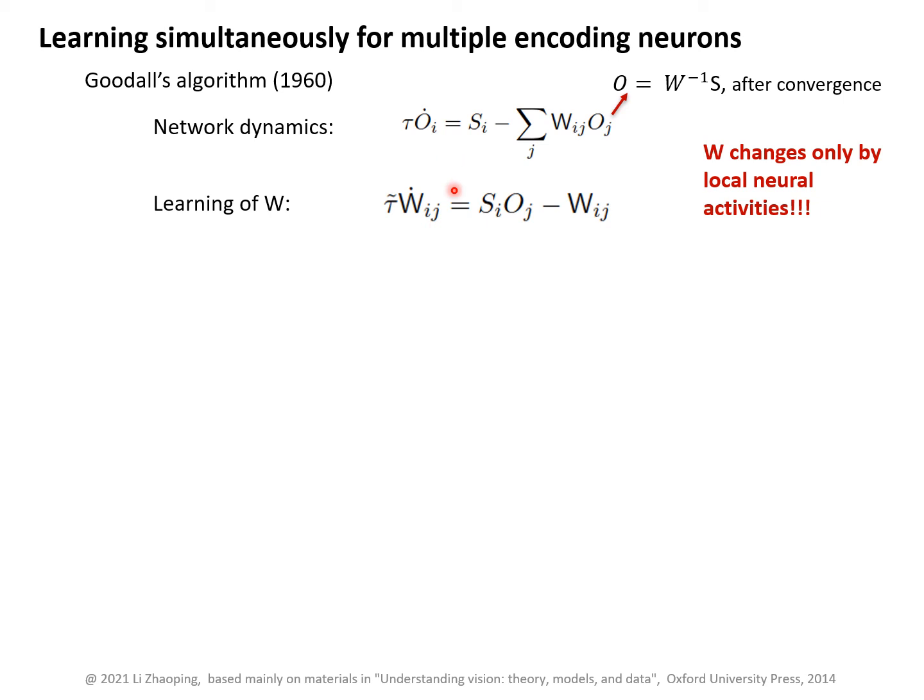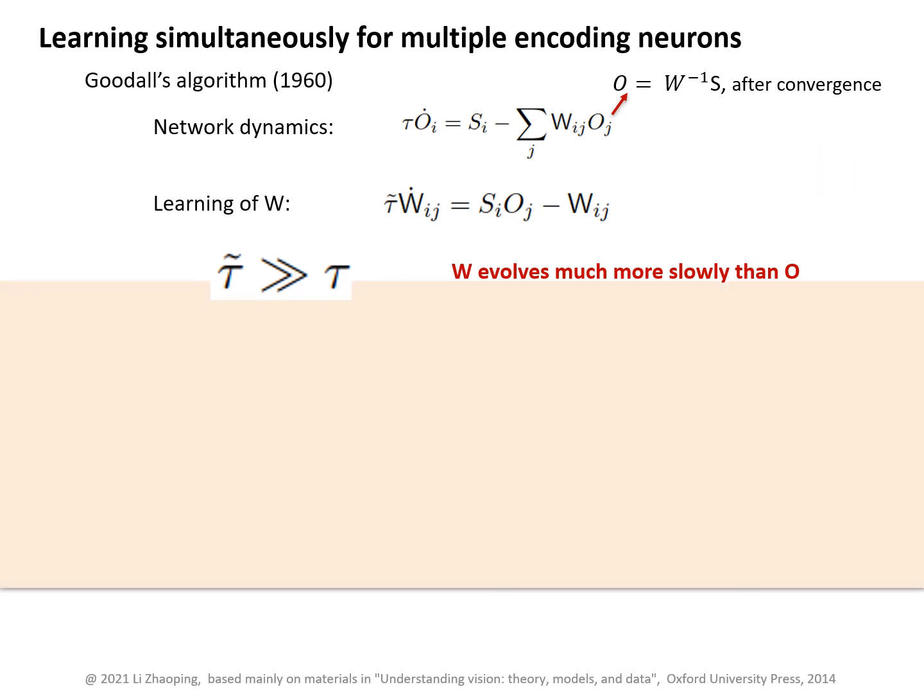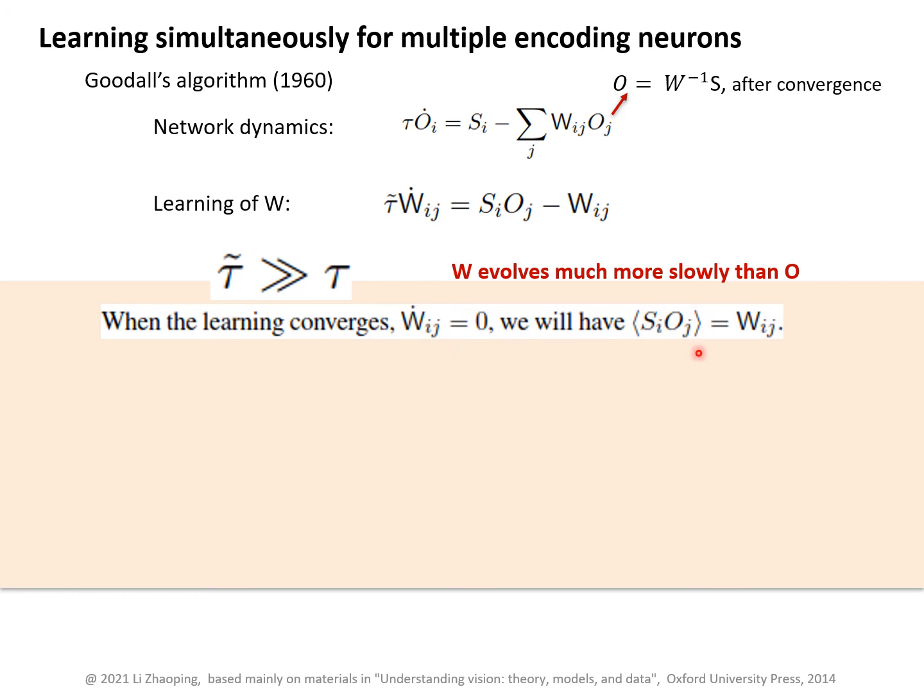And look at these two equations. There are two different dynamics. One is the dynamic of the neural activity when the weight is not changing. The other is the changing weight. And we again want to have a situation where the weight change is much slower than the neural activity change. This can be achieved by taking tau tilde much larger than tau, because tau tilde is the time constant for the change of W, while tau is the time scale for the change of O. This means when the learning converges, we have this result.